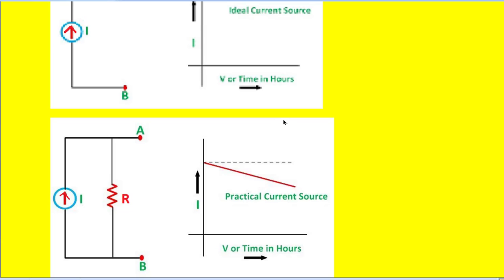Whereas we are drawing the VI characteristic with respect to the load. Because some current flows through this internal resistance, automatically the current drawn by the load reduces as the time increases or as the load increases, like this.